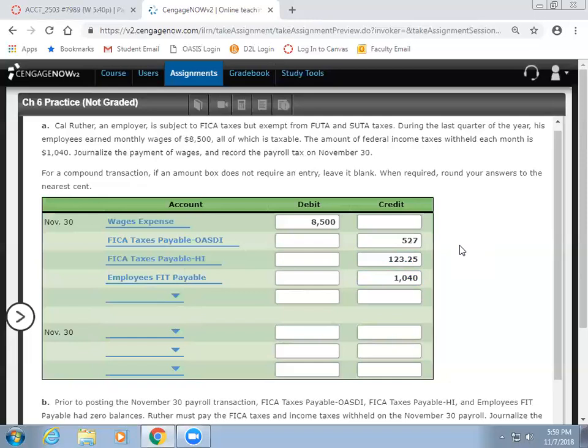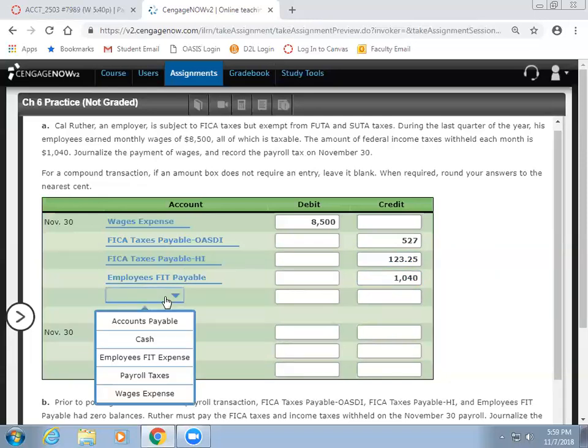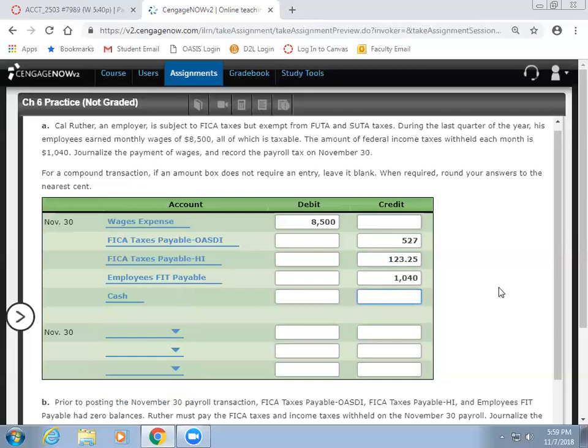Well, they told us to journalize the payment of wages, so I'm assuming that we are printing these checks and paying them today. When that's the case, we're just going to credit cash for their net pay. So net pay, of course, is the $8,500 minus those three withholdings. So I get net pay as $6,809.75. So that's how much paychecks are cut for. However many employees, the total checks written would be $6,809.75.